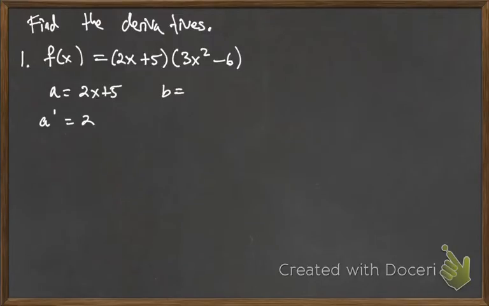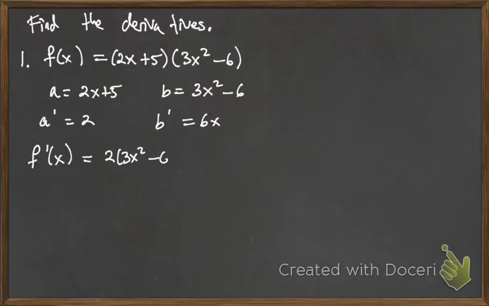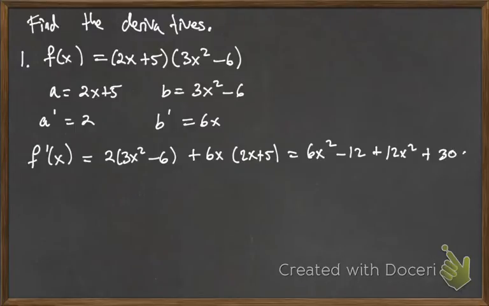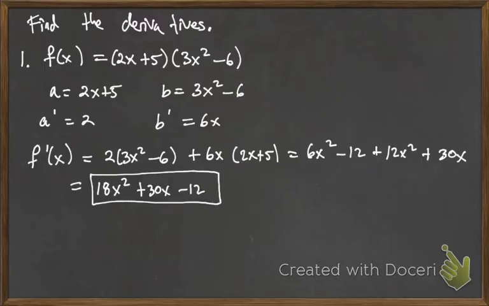Derivative of that is 2. Second function is 3x squared minus 6, and then the derivative of that is 6x. So f prime of x is going to be the derivative of the first, which is 2, times the second function, 3x squared minus 6, plus the derivative of the second function, 6x, times the first function. Go ahead and distribute the 2 through, distribute the 6x through, and collect your like terms. And we have 18x squared plus 30x minus 12 as the derivative there.